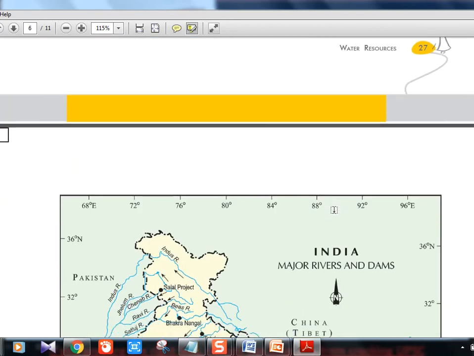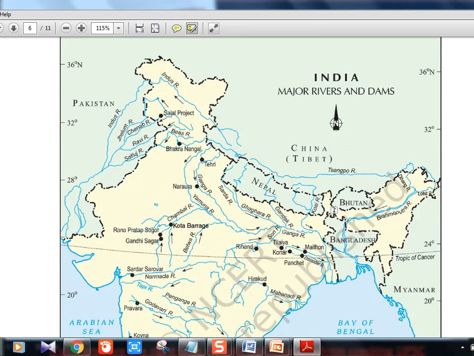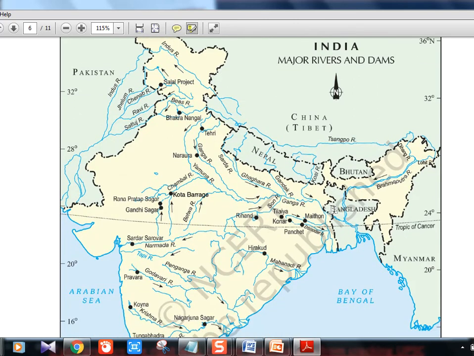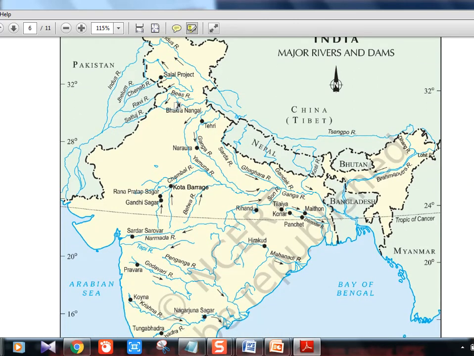In the case of river disputes, this picture will show you more. A lot of rivers and dams: Bhakra Nangal here in Satluj-Beas, Hirakud here in Mahanadi, Rihand you can see here, Sardar Sarovar in Narmada you can see. So whatever is in the news, at least know the locations. Ken-Betwa you should know.